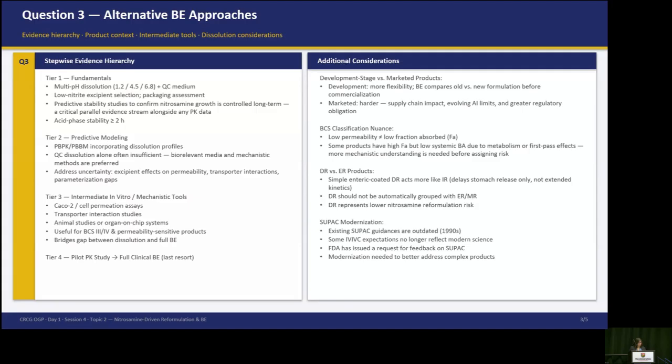And for tier 2, the group proposed the predictive modeling. They will integrate PBPK, PBPK modeling by incorporating the dissolution profiles. And people agreed that QC dissolution alone is often insufficient. The dissolution testing conducted on the biorelevant media and the mechanistic understanding about the drug release is necessary.